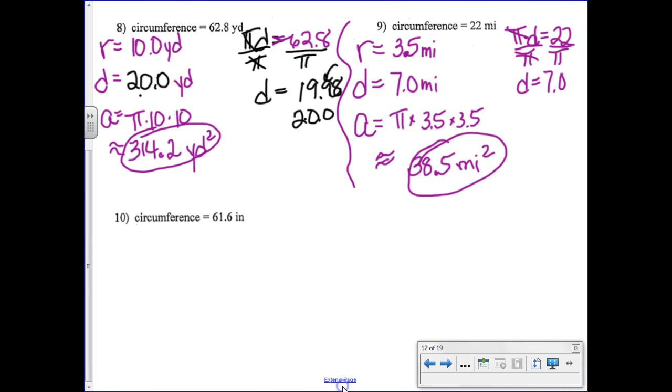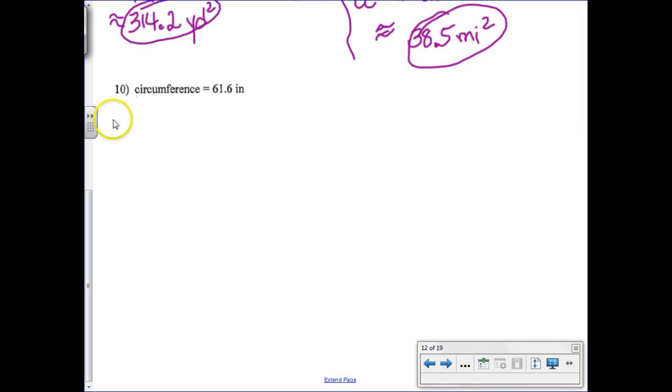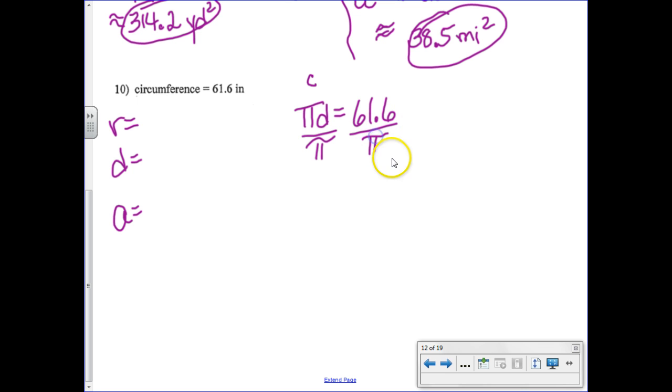All right, last but not least, this problem number 10. And again, we're finding radius, we're finding diameter, you're finding area. If the circumference is 61.6, that means pi times the diameter, because that's what circumference is, 61.6. Divide both sides by pi, because pi divided by pi will be 1. This will help you figure out what our diameter should be when you take 61.6 and divide it by pi.